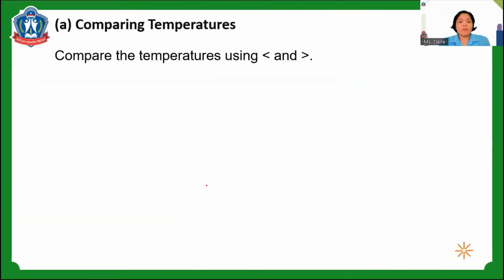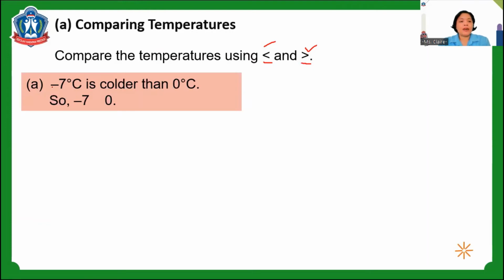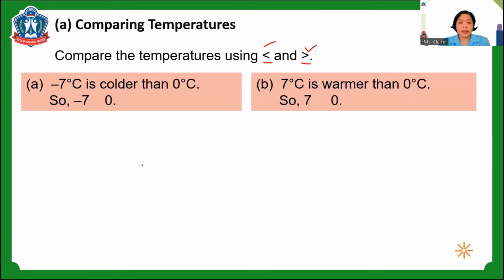Now let's compare some temperatures using less than and greater than. Remember this symbol. This one means less than, so the number on the left is smaller than the number on the right. This symbol is greater than, the number on the left side is greater than the number on the right side. So negative 7 degrees Celsius is colder than 0 degrees Celsius. So negative 7 is less than 0.